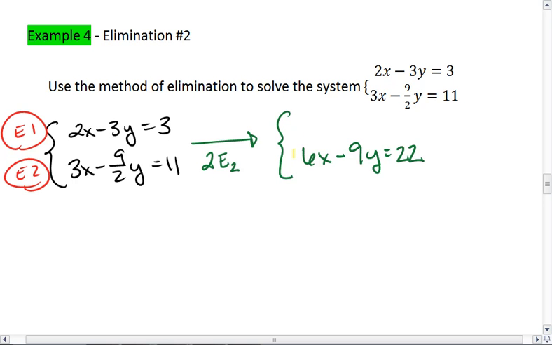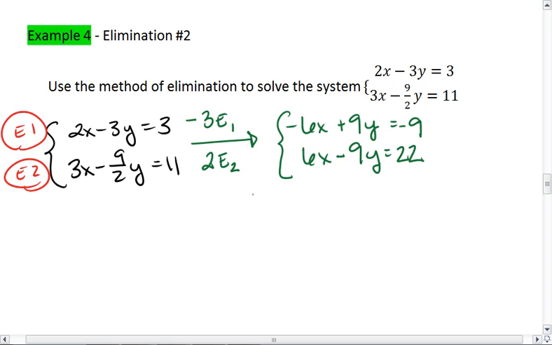Planning ahead, I noticed I have a 6x here, and I can make the 2x into a 6x if I multiply by 3. So I also want to multiply my first equation by 3. I get 6x minus 9y equals 9. If I multiply through by a negative 3, that changes all my signs, which gives me a negative 6x and a 6. Perfect. I wanted those opposite coefficients.